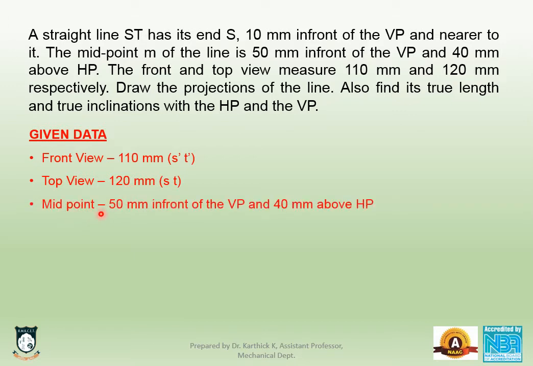Then the location of the midpoint from the reference planes is given in this problem, that is 50 mm in front of VP, right, and 40 mm above HP. These are the main given data in this problem, and we need to find true length and true inclination with HP, that is theta, and true inclination with VP, phi. Okay.